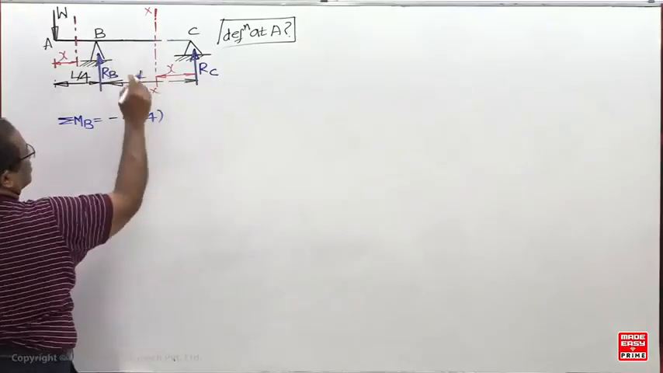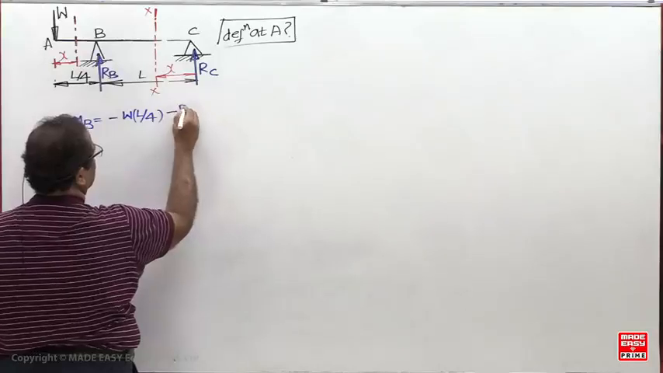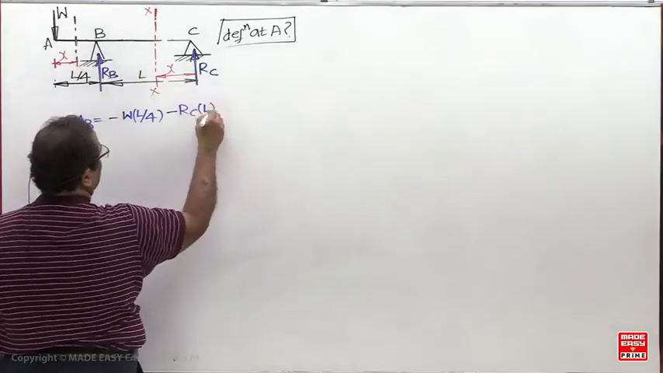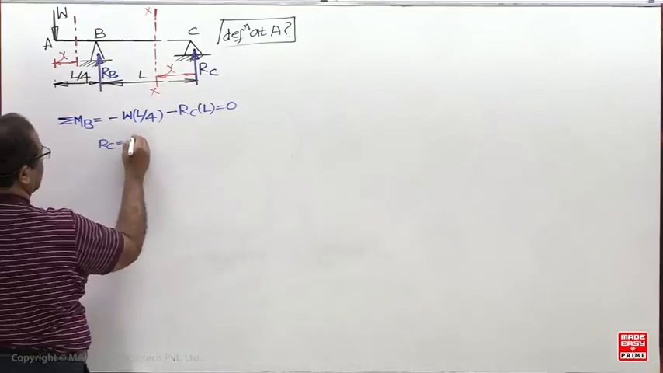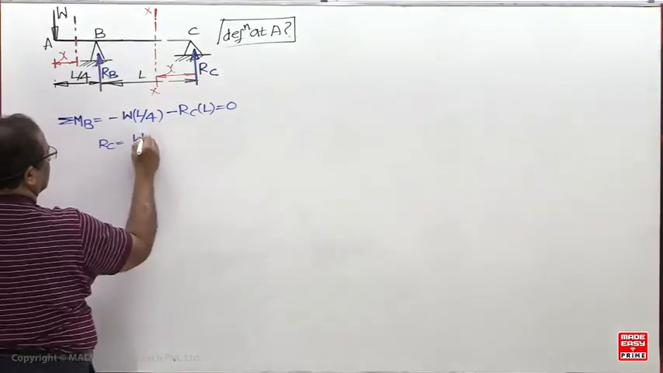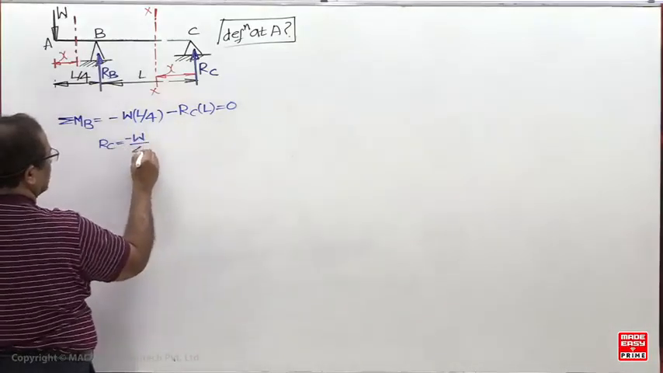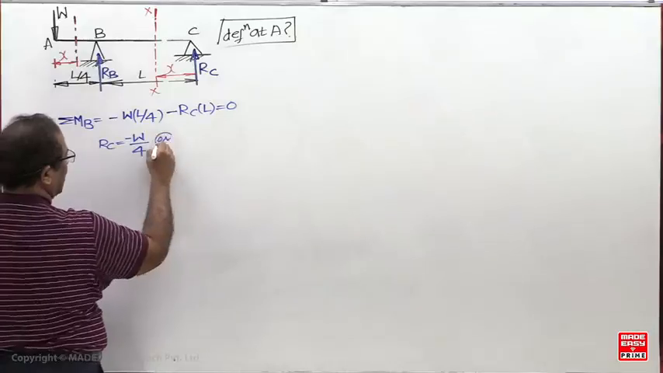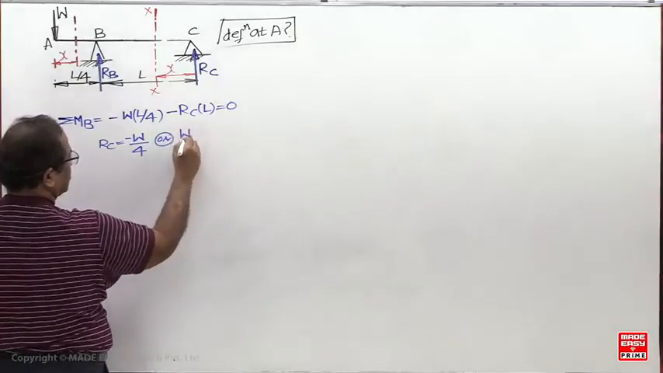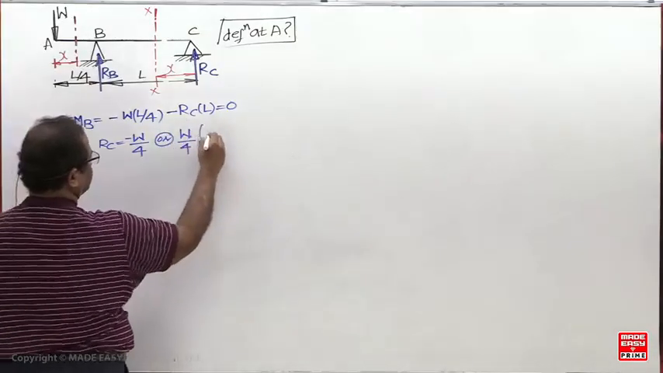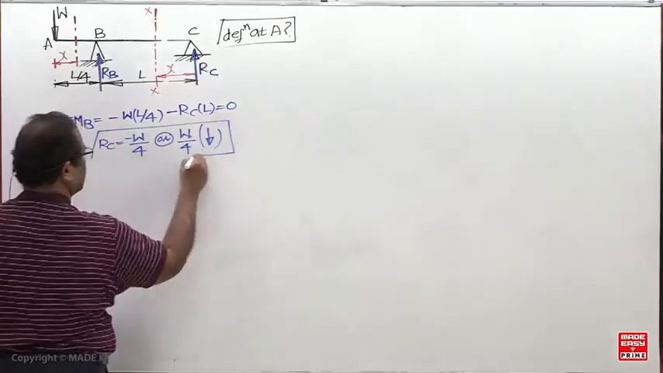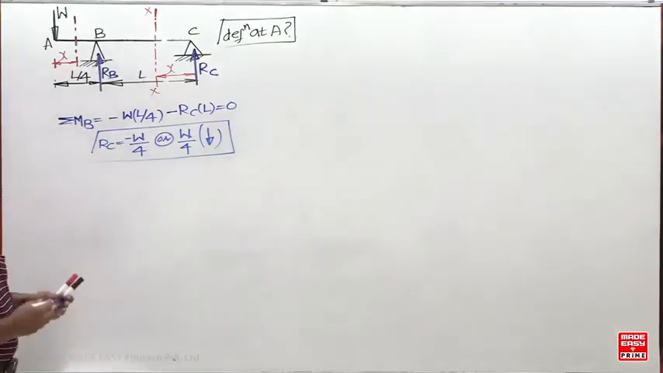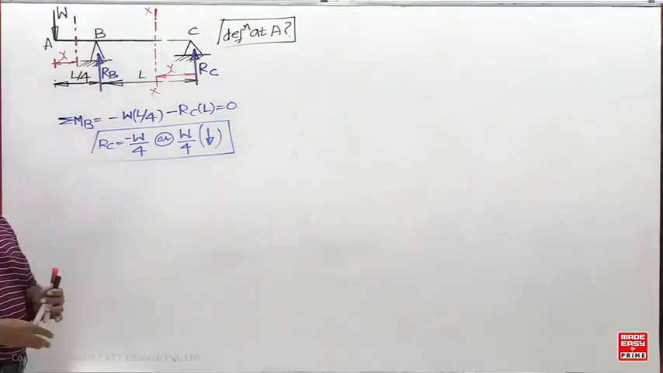And this is clockwise, this is anti-clockwise. So RC into L. From this, RC will be minus W by 4. What is the meaning of this? The assumed direction is incorrect. So RC will be downward. RC is downward. So then you can write down the strain energy.